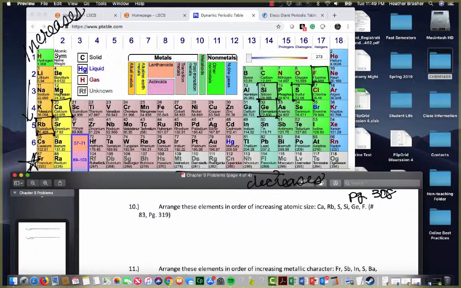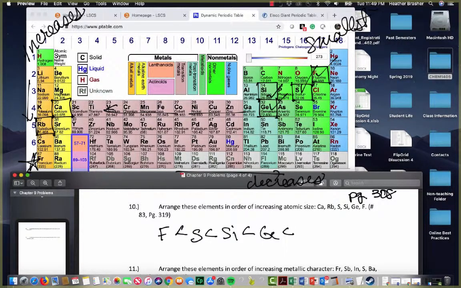So basically, which one's going to be the smallest? Well, the smallest is over here, right? So here, it's the exact opposite. Fluorine is going to be much smaller, so we got that. Then the next one we can look at is sulfur. So that is there. And then we can go here, and the silicon is the next biggest. And then we go to germanium, which is here. And then we are going to go all the way over here, and then we're at calcium. And then the last one is rubidium. So basically, the atomic size is the opposite of the ionization energy.